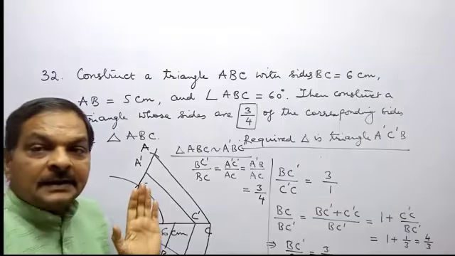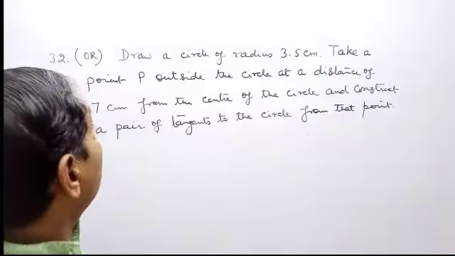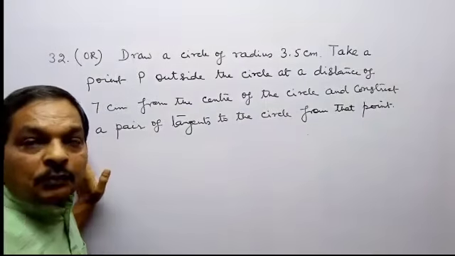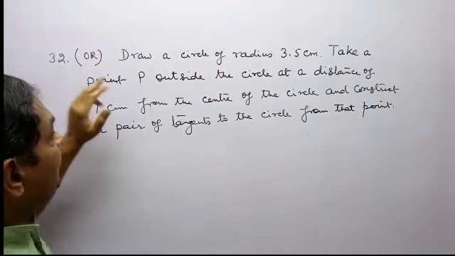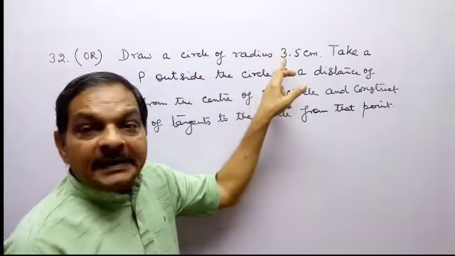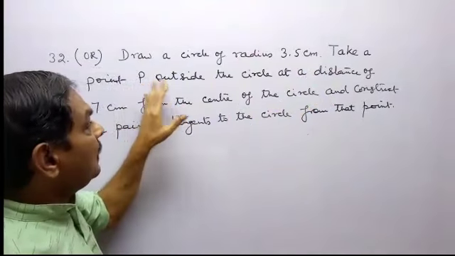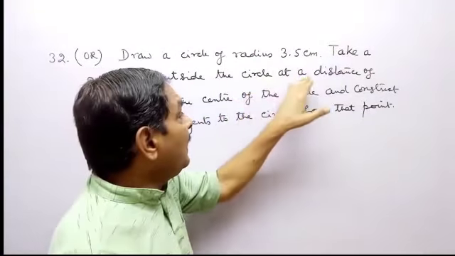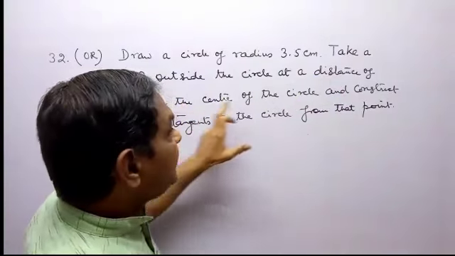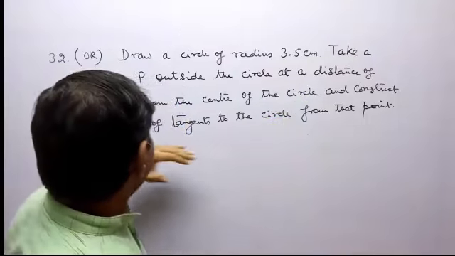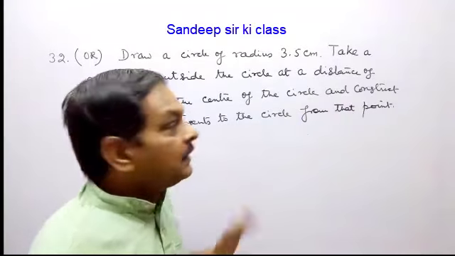Now we will see the question which is given as OR with question 32. Draw a circle of radius 3.5 centimeter. Take a point P outside the circle and at a distance of 7 centimeter from the center of the circle, and construct a pair of tangents to the circle from that point.